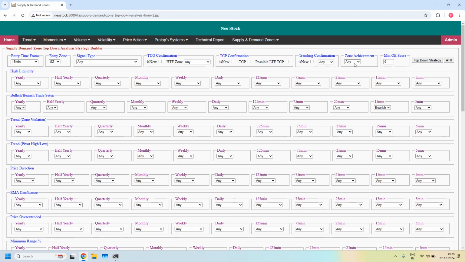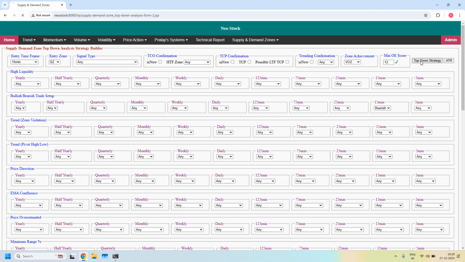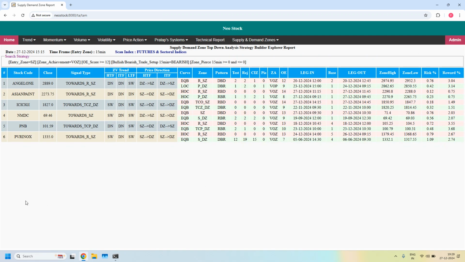Zone achievement violated opposing zone. Minimum odd enhancer score 12. All 3 filters are applied to 15 minute supply zone. Now let's filter the stocks. We got 6 stocks. And these 6 stocks are currently supporting bearish trade setup for daily income trade. And these entry time frame zones are 15 minute supply zones.